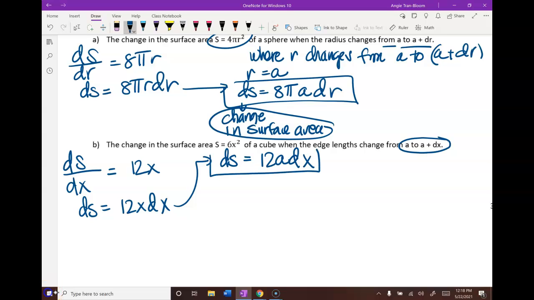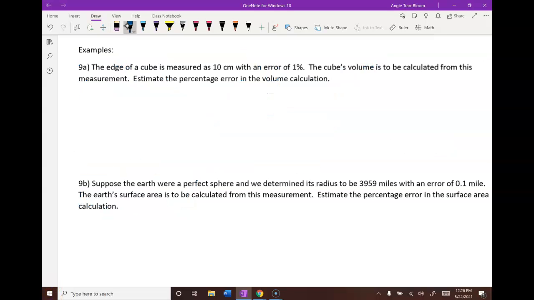Okay, guys, so now we're going to use the application, so we're kind of incorporating example 8 with this. So 9a says the edge of a cube is measured as 10 centimeters with an error of 1%. The cube's volume is to be calculated from this measurement. Estimate the percentage error in the volume calculation.